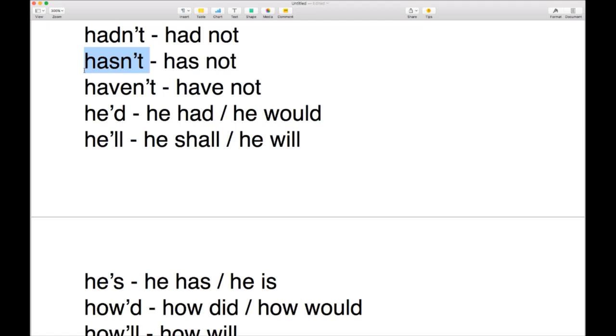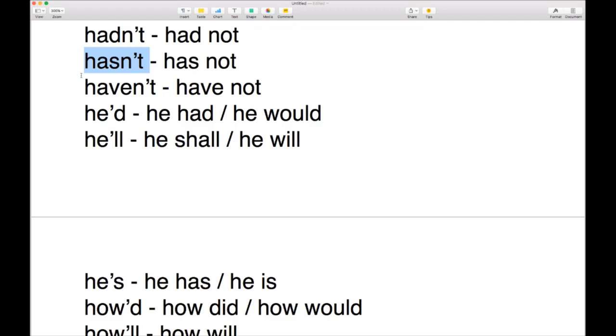The next one, very similar to hadn't, is hasn't. It means has not. Hasn't. The S becomes a Z. Has, hasn't.